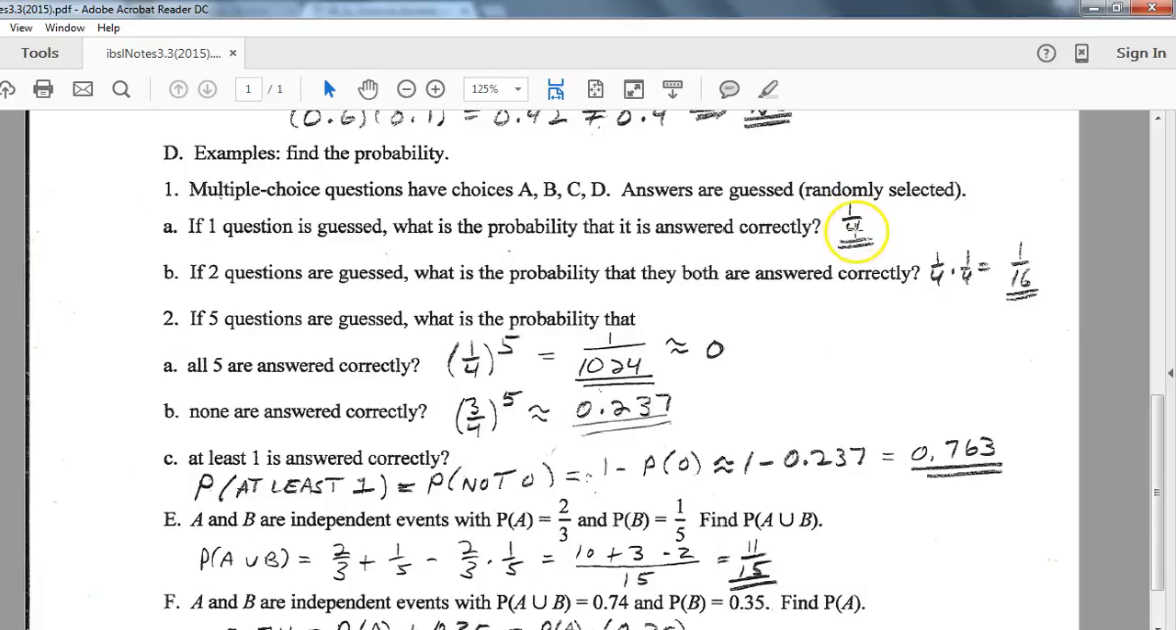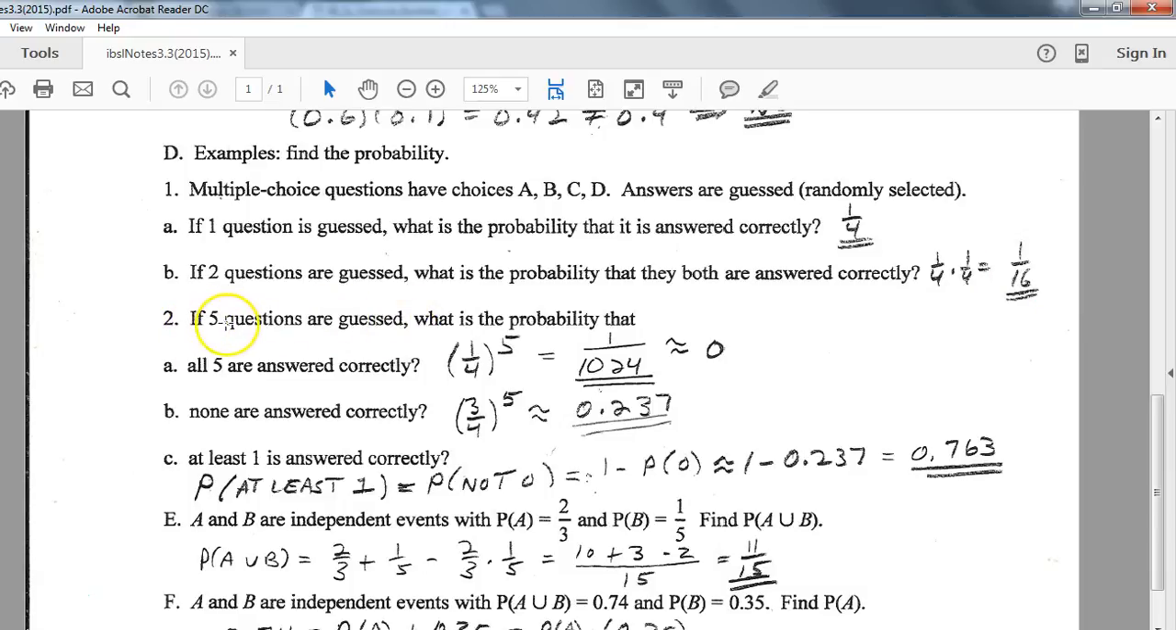Well, one of those 4 answers is right. So it's a 1 out of 4 chance. What if we just limited it to 2 questions and we said, what's the probability of guessing 2 questions right? So I'm going to answer 2 questions. What's the probability that those are both correct? Well, 1 out of 4 on the first one, 1 out of 4 on the second one. So 1/16 that I would get that right.